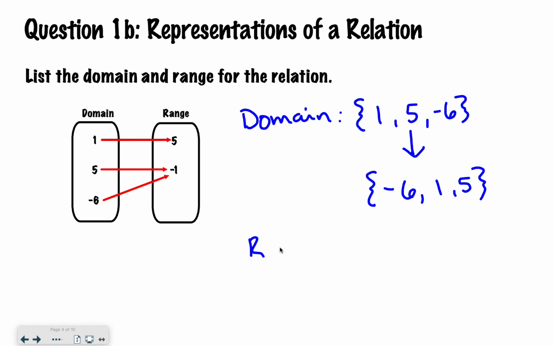Okay, now I want you to do the same thing. I want you to list the range. Good luck. All right, hopefully you said your range was -1, 5. And something I realized I forgot to mention is that even though that -1 is repeated, you only list it one time when it comes to the range. And the same thing would happen for the domain. The domain would only be listed once if a number repeats.